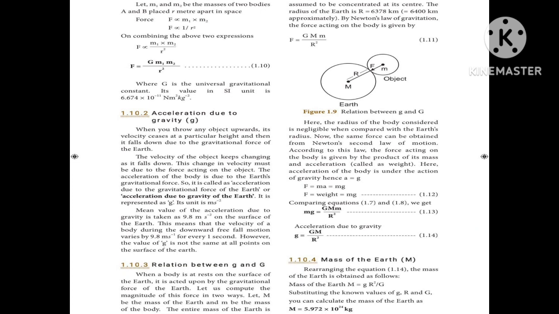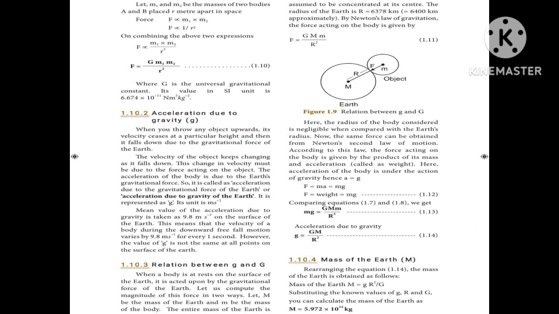Acceleration due to gravity, g. When you throw any object upwards, its velocity ceases at a particular height and then it falls down due to the gravitational force of the Earth. The velocity of the object keeps changing as it falls down. This change in velocity must be due to the force acting on the object. The acceleration of the body is due to the Earth's gravitational force. So, it is called acceleration due to the gravitational force of the Earth, or acceleration due to gravity of the Earth. It is represented as g.